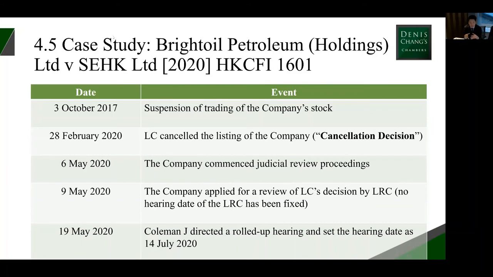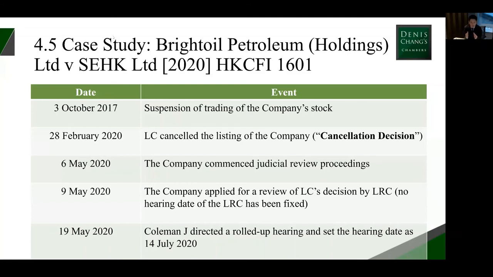And the company applied for a review of the listing committee's decision, and no hearing date of the listing review committee hearing has been fixed. But Mr. Justice Coleman, in his usual effective style, directed a roll-up hearing and set the hearing date as 14th of July 2020 of his own motion without consulting counsel's diaries. And by roll-up hearing, it means the leave hearing and the substantive hearing will be heard at the same time.